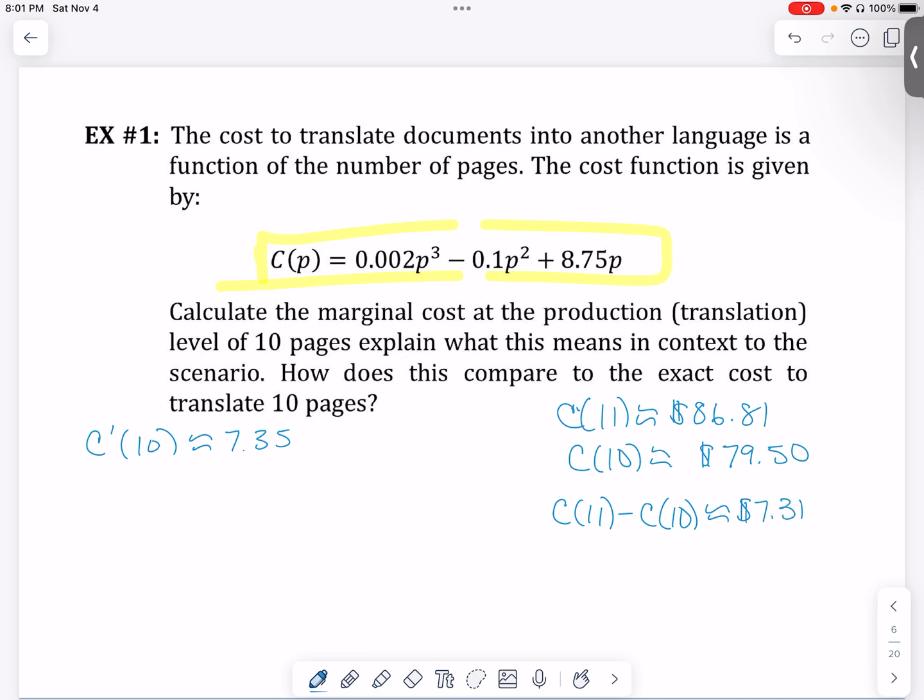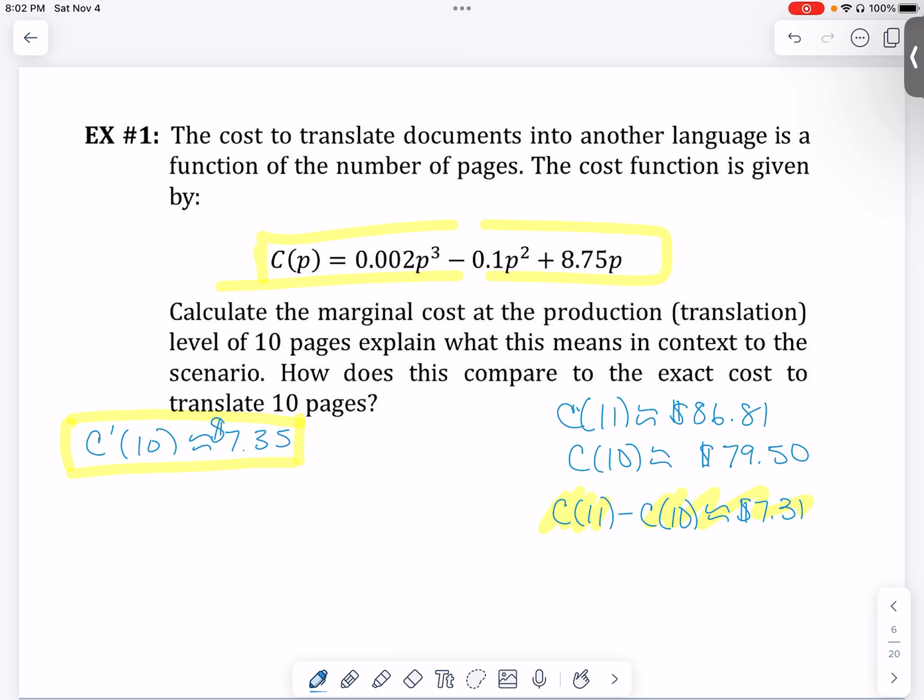And so then I can see that C of 11 minus C of 10 gives me about 731. And so if we want to know the additional cost for one more item, comparing 10 to 11, we can actually calculate it out, or we can take the derivative at 10 and use that to approximate. And as you can see, 735 versus 731, it's a pretty close approximation.